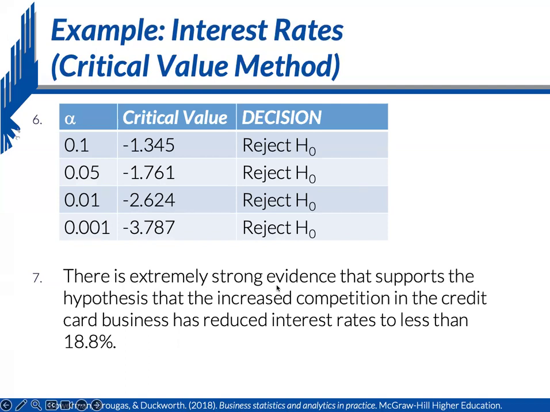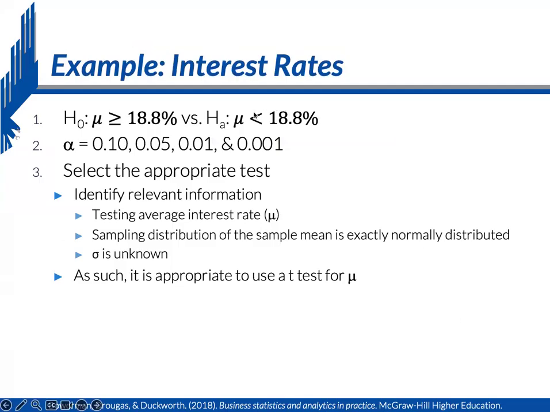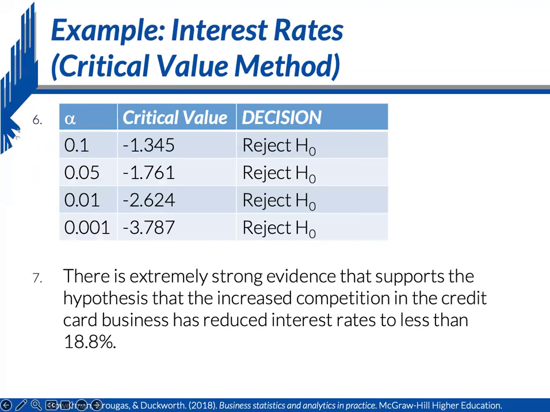So there is extremely strong evidence that supports the hypothesis that the increased competition in the credit card business has reduced interest rates to less than 18.8%. Or in other words, there is extremely strong evidence to support the alternative hypothesis that the average interest rate is now less than 18.8%. Okay, so that's using the critical value method.